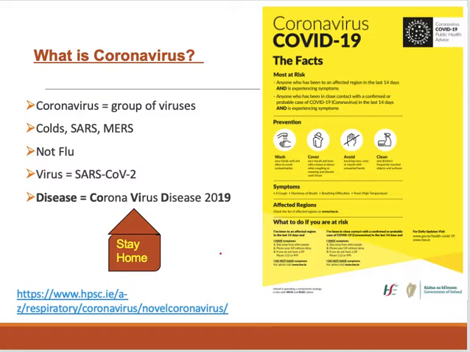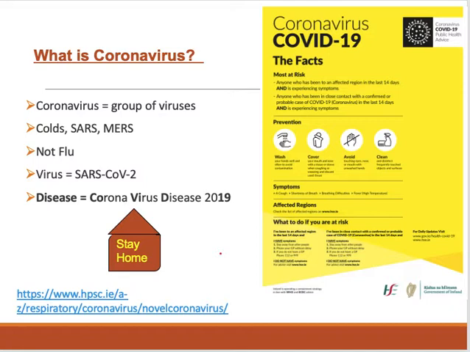Probably less important than breaking down all the different words and explaining their relationship to each other is to look at the symptoms and the prevention. So the symptoms include a cough, shortness of breath, high temperature, or called a fever. And if you have any of those symptoms, hopefully in the next couple of weeks, if you've even one of those symptoms, you will be encouraged to get tested straight away for the coronavirus.